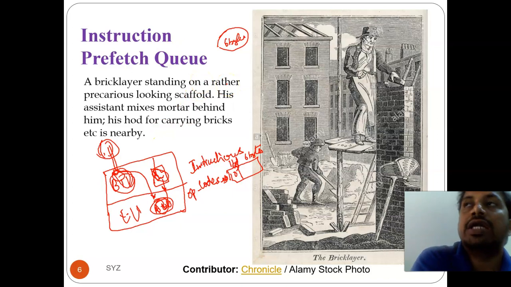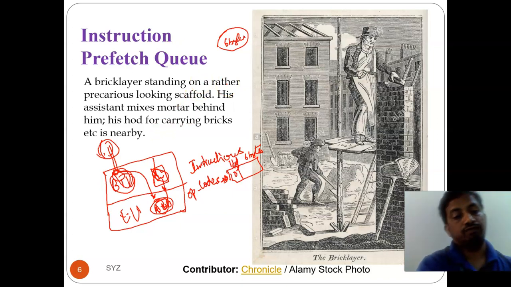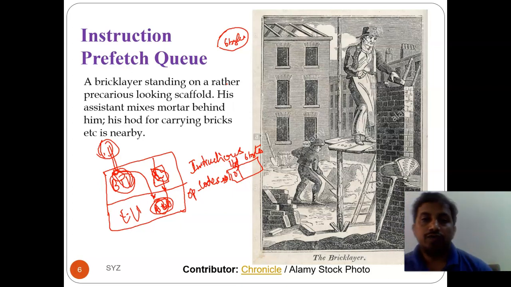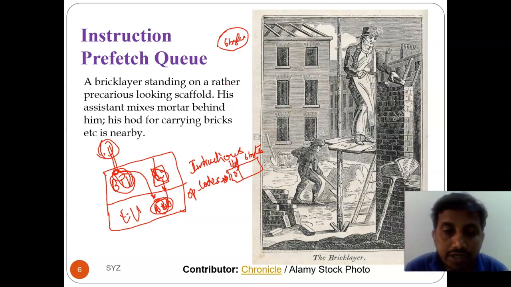That is to say, at least one instruction can be held in the instruction prefetch queue, and it doesn't go for a larger size. The reason is that if you go for a larger instruction prefetch queue, again it will be going for buffering.